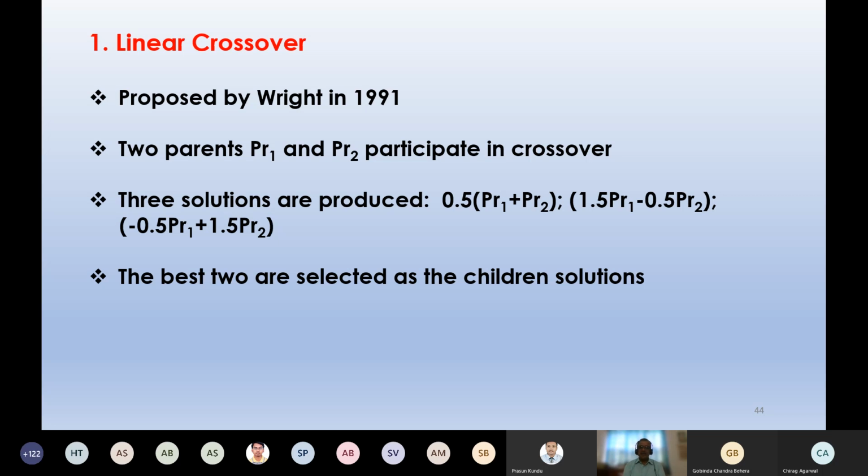1991, I also did not start learning genetic algorithm in 91. I started learning in 95.